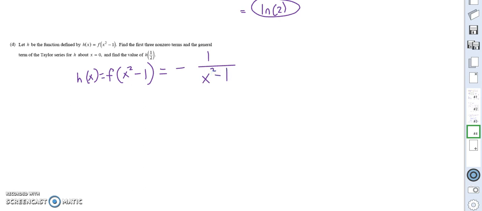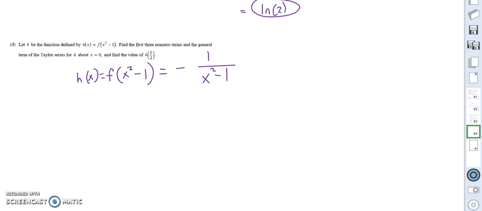Now they ask 2 things about that. They say find the first 3 non-zero terms in the general term of the Taylor series. And they also want to know the value of h of 1/2. So first I'll find the first 3 non-zero terms. Now I can find a Taylor series in one of 2 ways. Either I use that formula where I do the 0th derivative evaluated at the center, x minus the center to the 0th power over 0 factorial, plus the first derivative, first power over 1 factorial, plus the second derivative, second power, over 2 factorial, plus and so on. Or I take advantage of series I already know and shape them to match what I'm trying to figure out. That's what I'm going to do in this case.